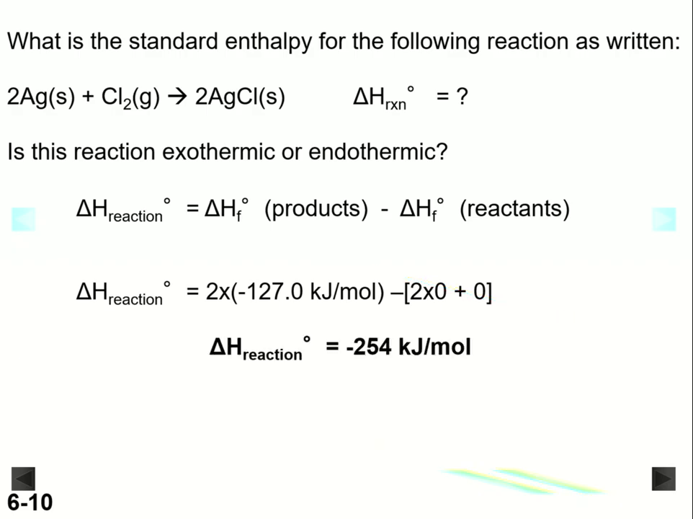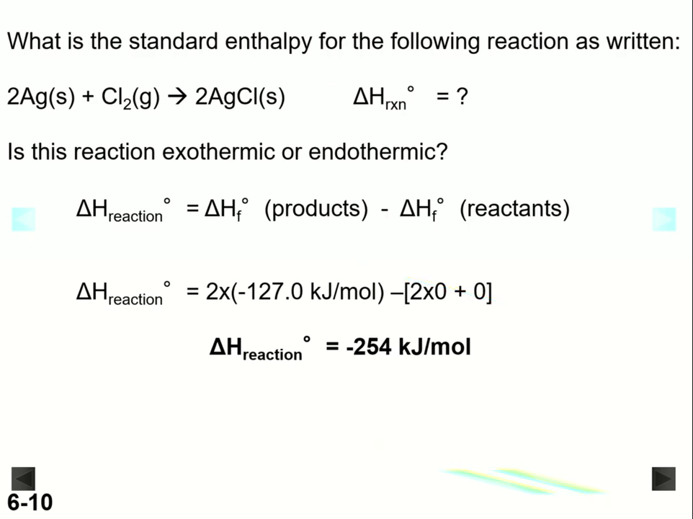So we end up with this value for delta H0 for reaction. Now it's important to note that this is negative 254 kilojoules per mole for this reaction as written. And we'll see this come into play in our next video in part 2 on mechanics for chapter 6. But it's important to remember this is as written.